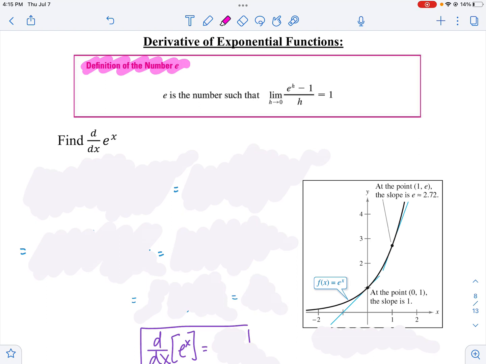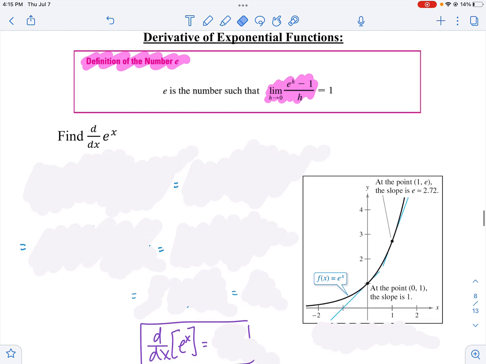Now, e is the number such that the limit as h approaches 0 of (e to the h minus 1) over h equals 1. So this whole limit ends up equaling 1. So if we can use that definition of the number e, we're going to prove the derivative of e to the x.